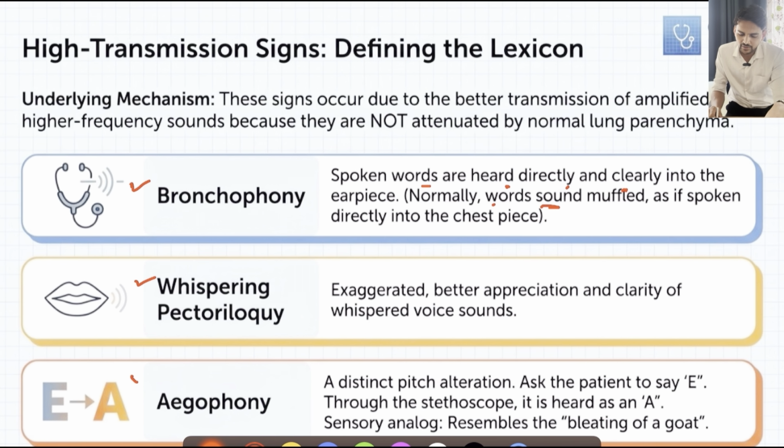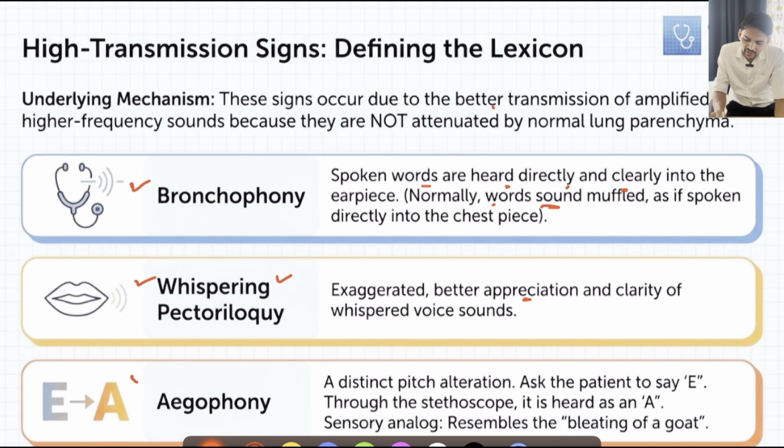Otherwise, normally words will be quite muffled, as if spoken directly into the chest piece. This point is very important to understand. In normal individuals, if we auscultate, it will appear as if the sound is being generated in the chest piece. Whereas in bronchophony, it will be as if it is being generated in the earpiece itself. That is bronchophony. What about whispering pectoriloquy? We should ask the individual to whisper the same words again, and it will be better appreciated with more clarity in case of whispering pectoriloquy.